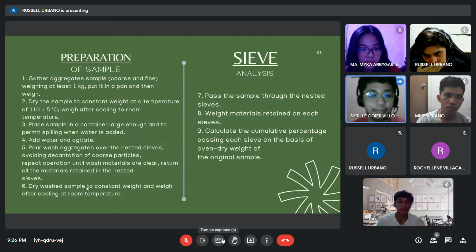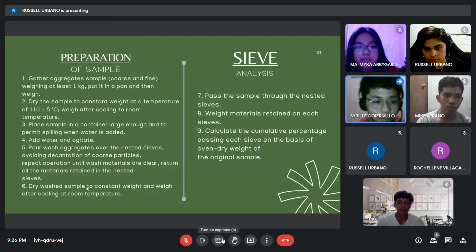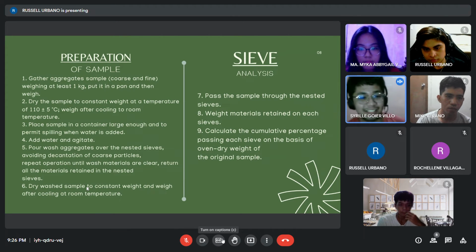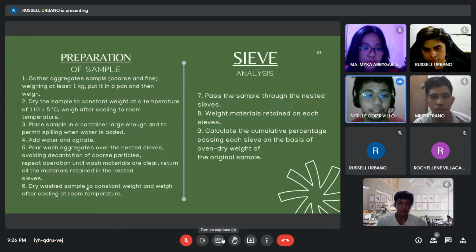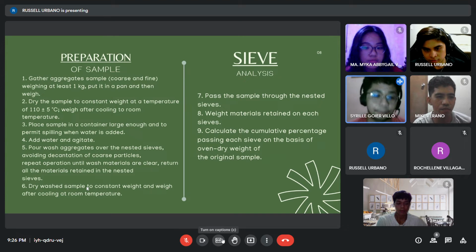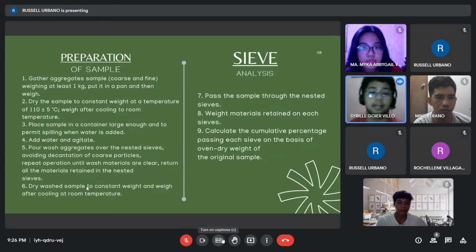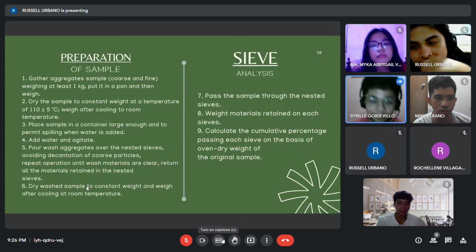Next is place the sample in a container large enough to permit spilling when water is added. Fourth is add water and agitate. Fifth is pour the wash aggregates over the nested sieves, avoiding decantation of coarse particles. Repeat the operation until the wash materials are clear. Return all the materials retained in the nested sieves. And last is dry the washed sample to constant weight and weigh after cooling at room temperature.